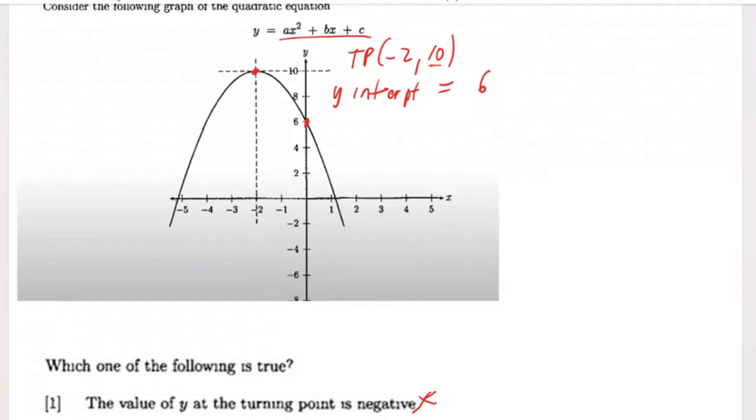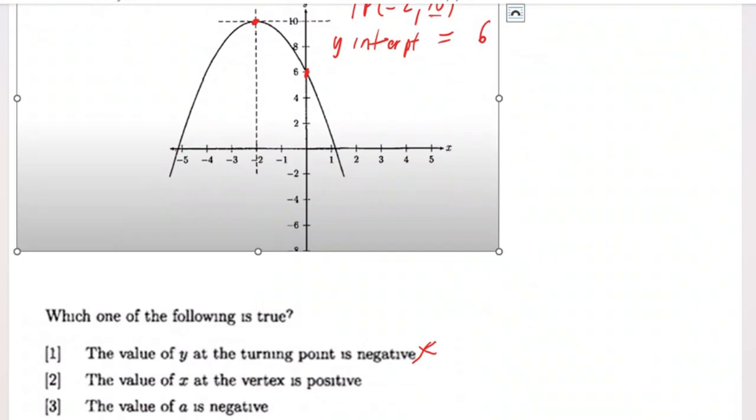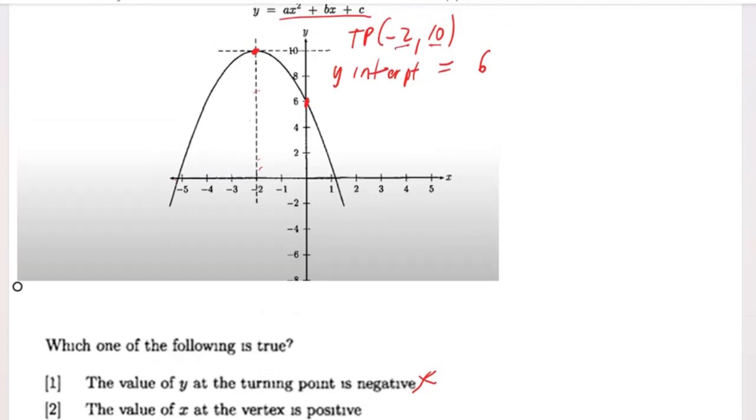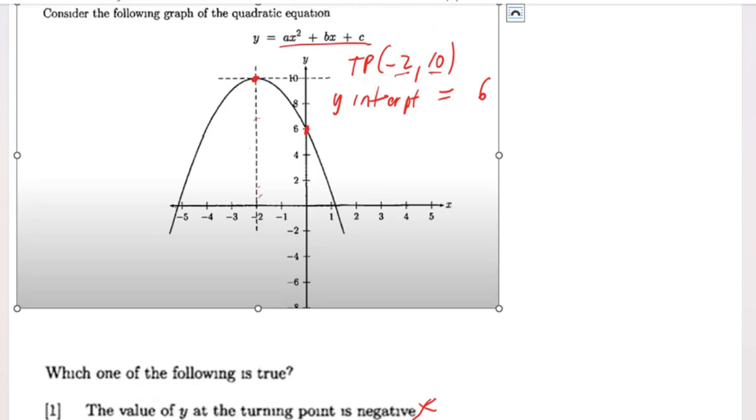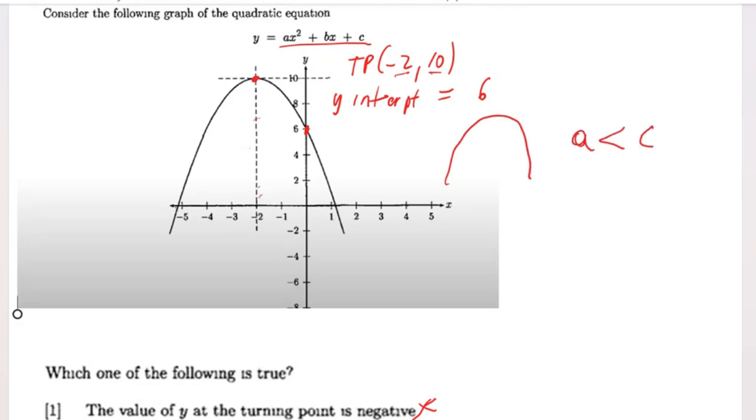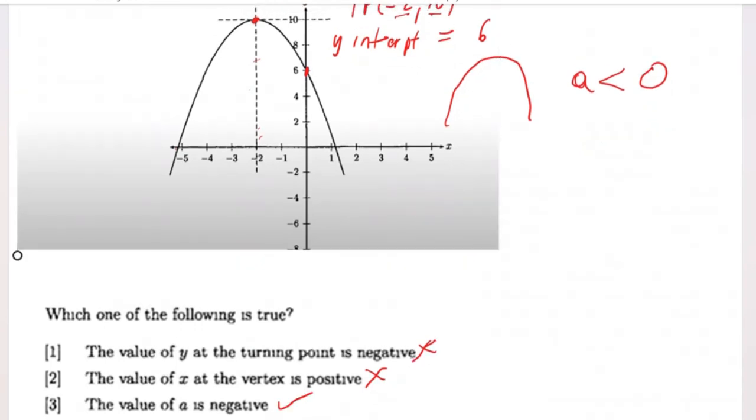Then they say the value of the x of the vertex is positive. Remember, the vertex x value is the x coordinate of your turning point, it is the axis of symmetry. We've already identified that it is negative, so this one is not true. Next, the value of a is negative. From our analysis, if this graph is frowning, looking down, it means your a is less than 0. That means it is negative. This is true. All this information you are getting from your toolbox.